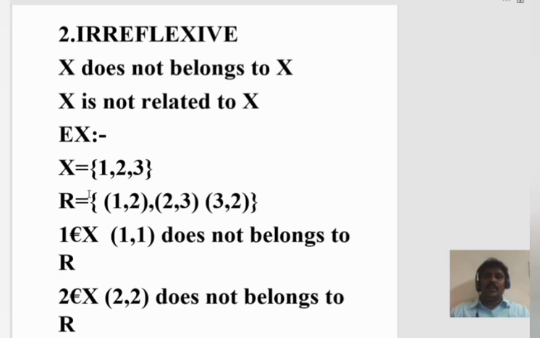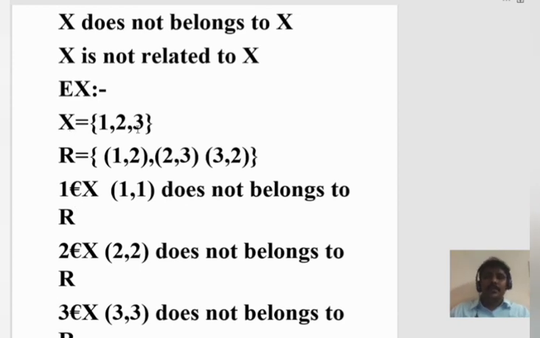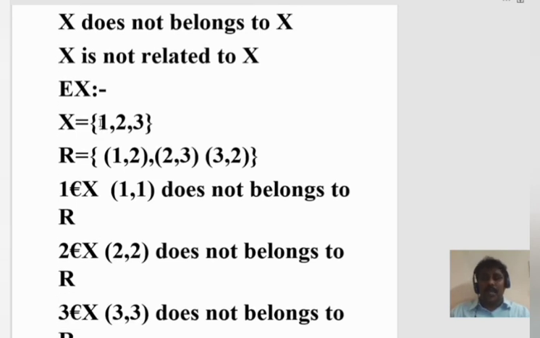Once again, we recall it. Irreflexive property means X does not belong to X or X is not related to X. Does not belong means simply we can take the symbol belongs and put a cross on it. Then it is the symbol for does not belong. Now I have taken an example. Let X equal {1, 2, 3} and he has given a relation R equal to {(1, 2), (2, 3), (3, 2)}. Now I have to see whether it is irreflexive or not. I am taking 1. 1 belongs to X. Now (1, 1) does not belong to R.